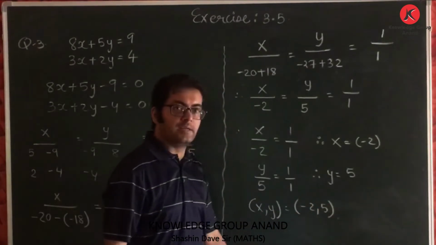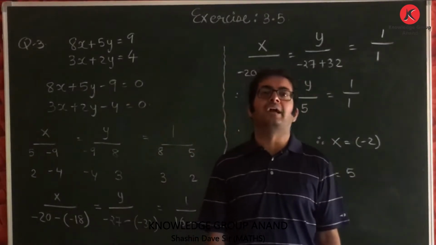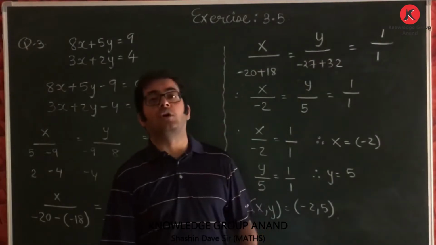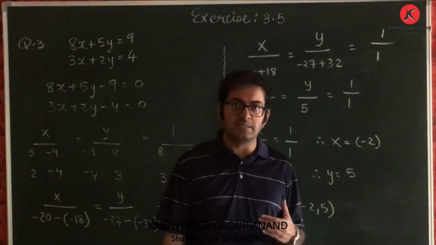Now dear friends, when you solve the same sum using the substitution method, you will get the same answer, that is minus 2 and 5. You can even solve the same sum using the elimination method also. Then also the answer will be one and the same.